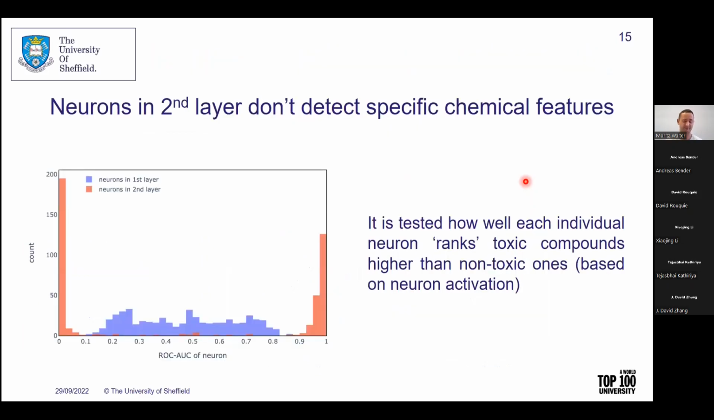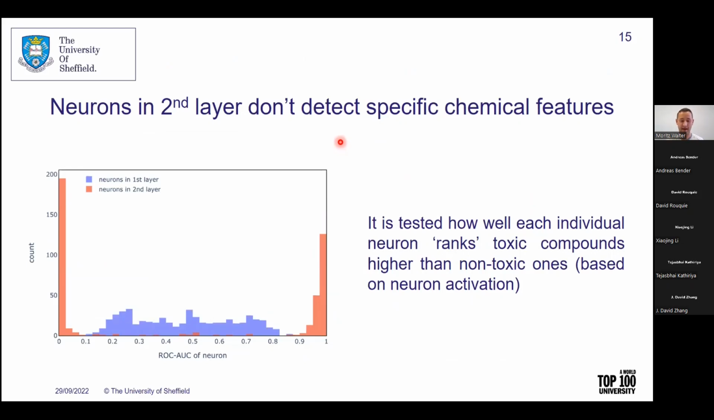The next step would be trying to see, can we also do it for the second layer? But what we first wanted to explore is what's really going on in the second hidden layer. What do these neurons do? And we wanted to know, do they also detect specific chemical features?